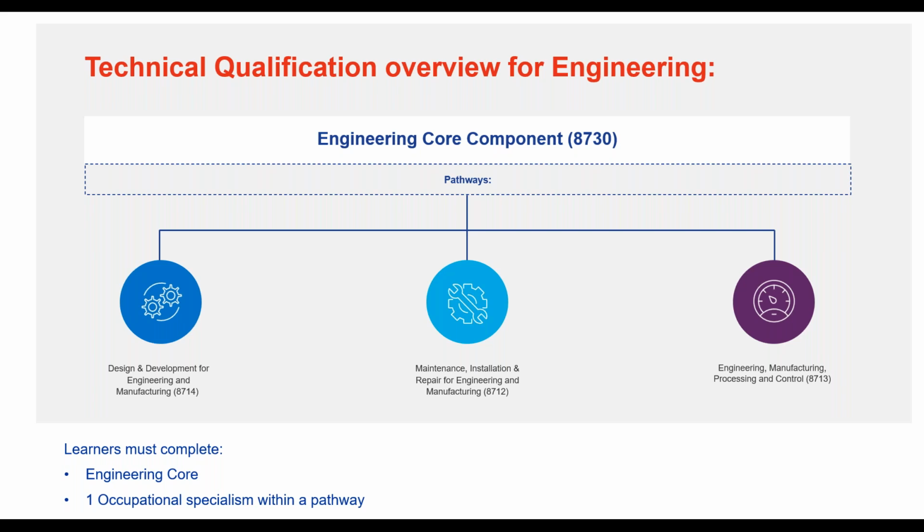We also have the engineering manufacturing process and control, and the component number for this one is 8713. And the one which we'll be looking at today is the design and development, and the component number is 8714. Learners must complete the engineering core and 1 occupational specialism within the pathway.